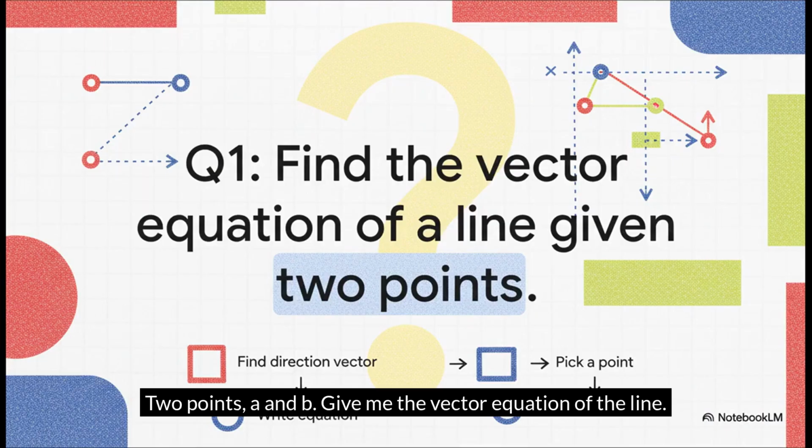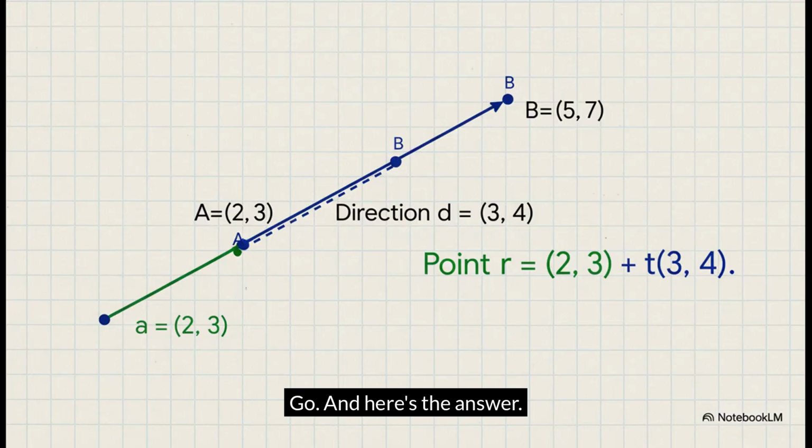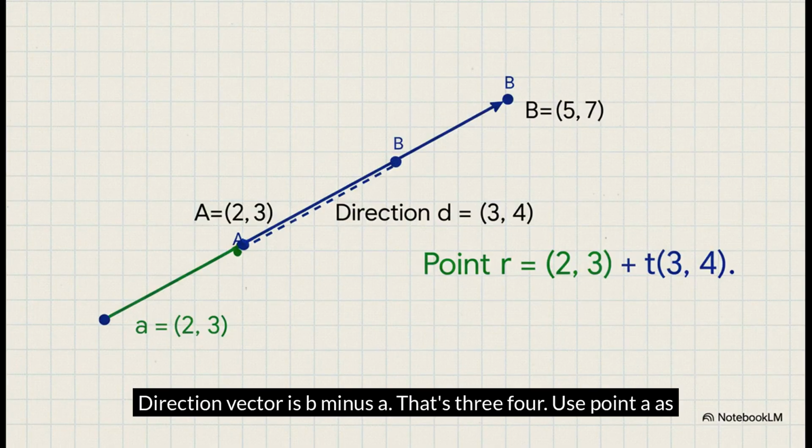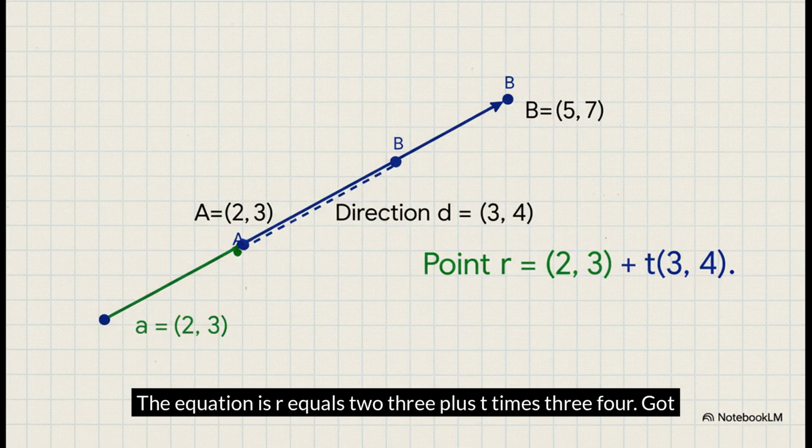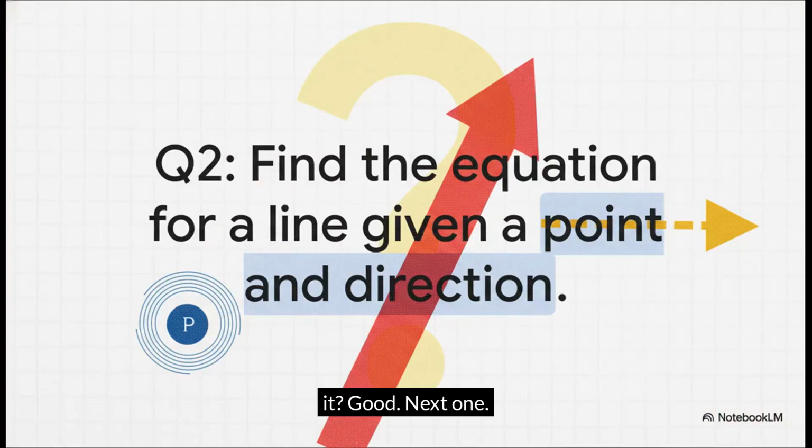Question 1. 2 points, A and B. Give me the vector equation of the line. Go. And here's the answer. Direction vector is b minus a, that's 3, 4. Use point A as your starting point. The equation is r equals (2, 3) plus t times (3, 4). Got it? Good. Next one.